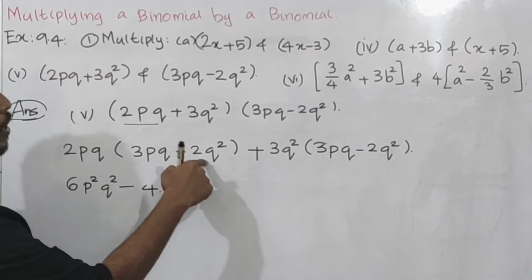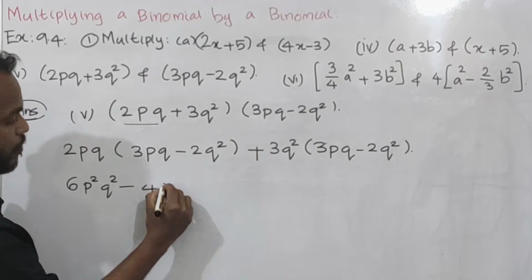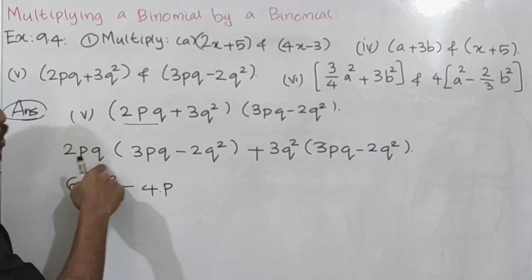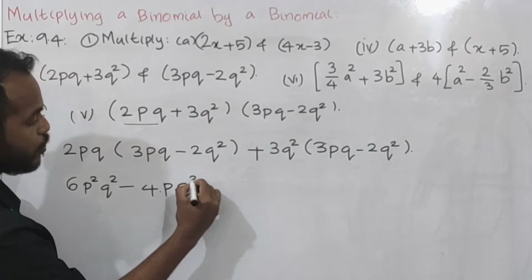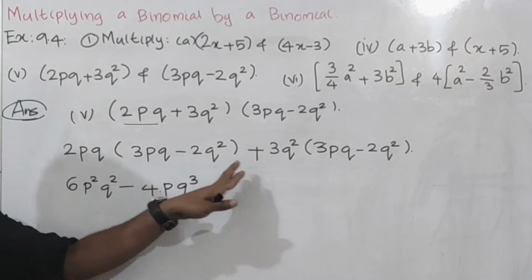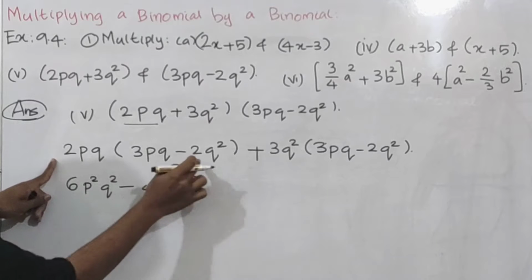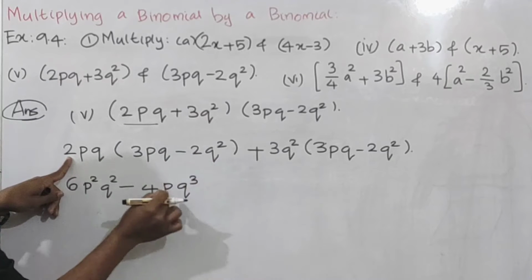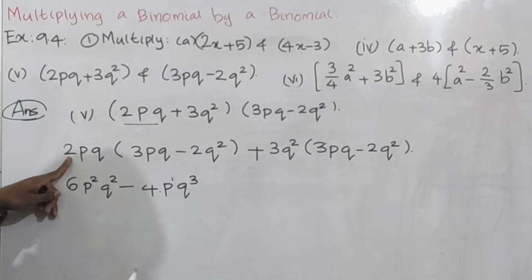Then p into q, pq into q square. We have only one p, so I wrote it there. Q into q square is q cube. I hope you understood. 2pq into minus 2q square is what we did. 2 into 2 is 4. P, we don't have another p, so we write p raised to 1 or simply p.